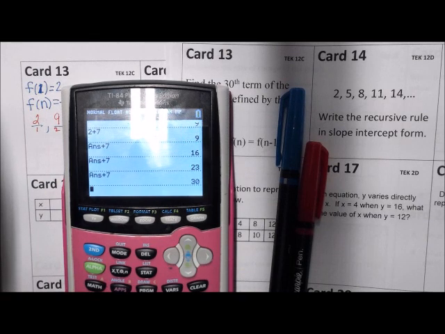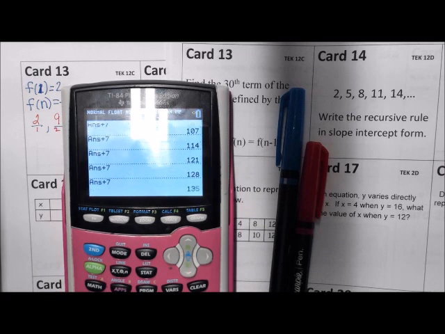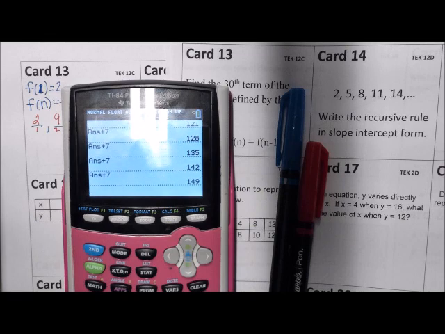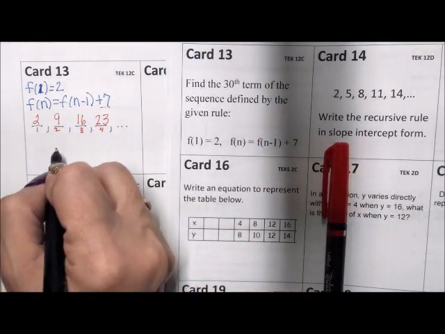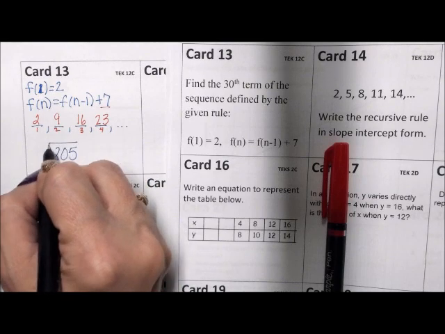4, 5, 6, 7, 8, 9, 10, 11, 12, 13, 14, 15. Halfway there. 16, 17, 18, 19, 20, 21, 22, 23, 24, 25, 26, 27, 28, 29, 205 for 30. All right, so the 30th term is 205.